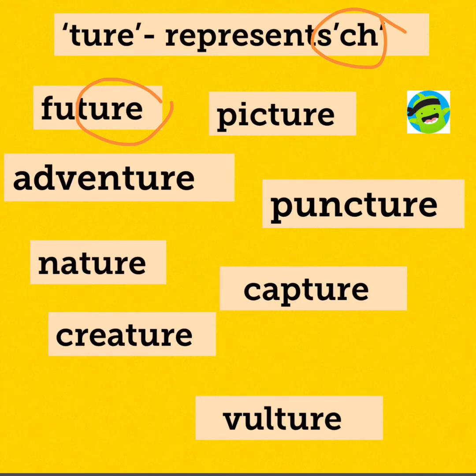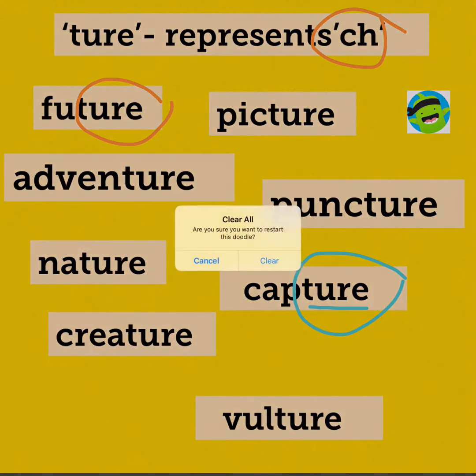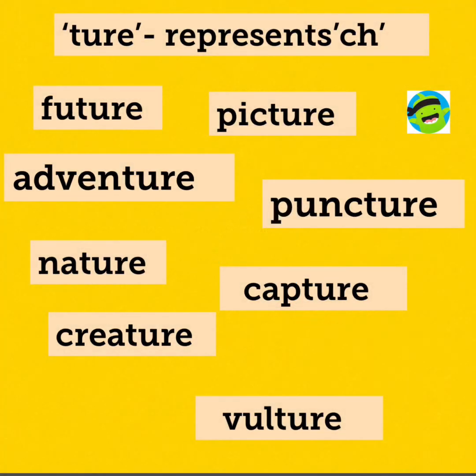Let's have another example. Let's look at capture. And I'll go to turquoise. I'll circle the T-U-R-E series of letters at the end of the word and listen to the word as I pronounce it. Capture. You hear the ch sound represented by T-U-R-E? So that's the third and final way to represent that ch sound.